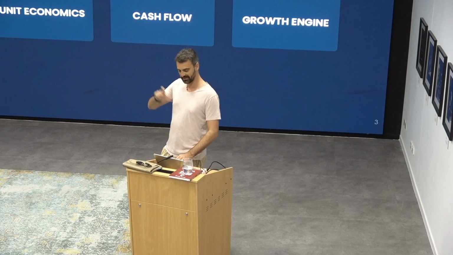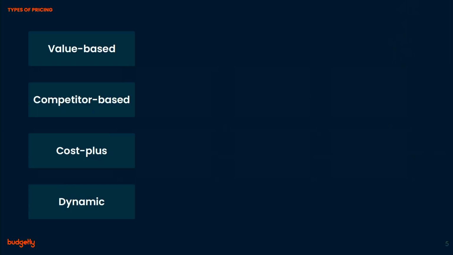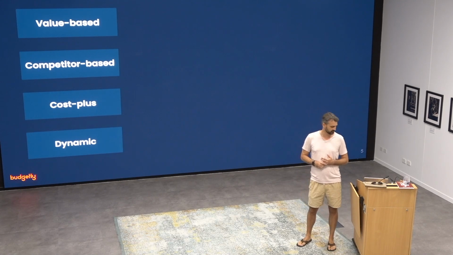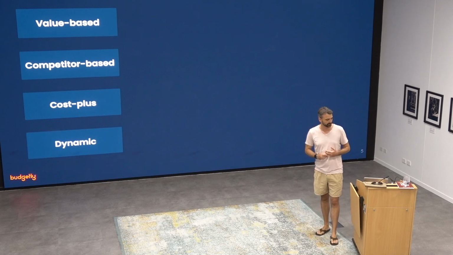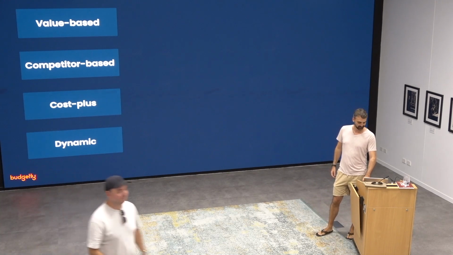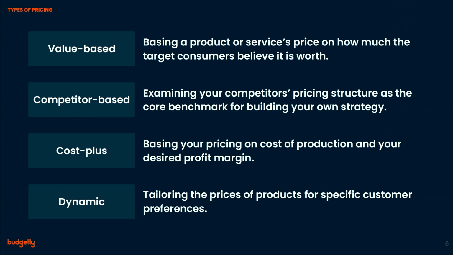So we're going from light to a bit more in-depth conversation. Types of pricing. There are four well documented ones. I didn't invent anything. You can find a lot of sources. I got some sources for you at the end where you can go and look for more information. But there are four types of pricing you can think of when you think about B2B: value-based, competitor-based, cost-plus, and dynamic pricing.